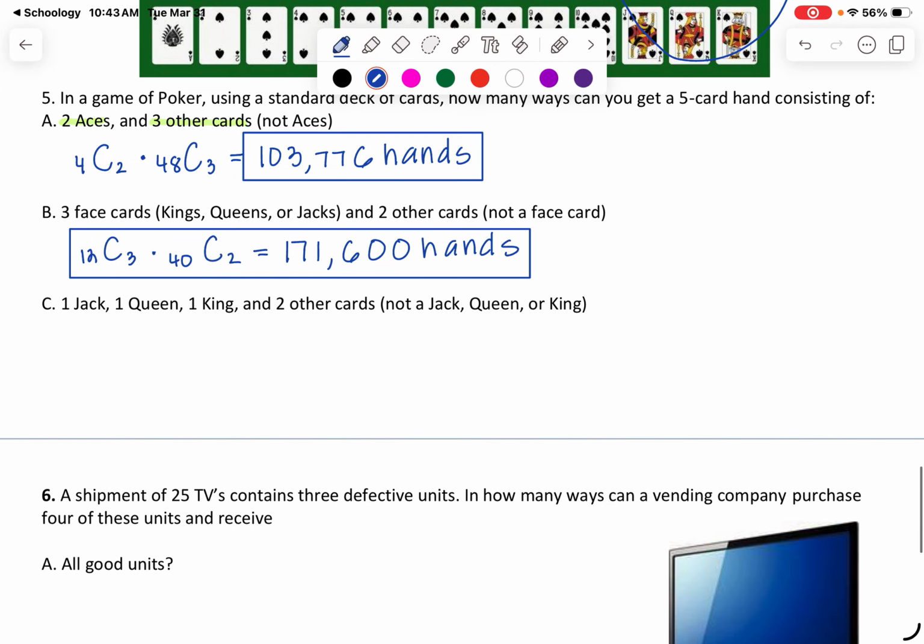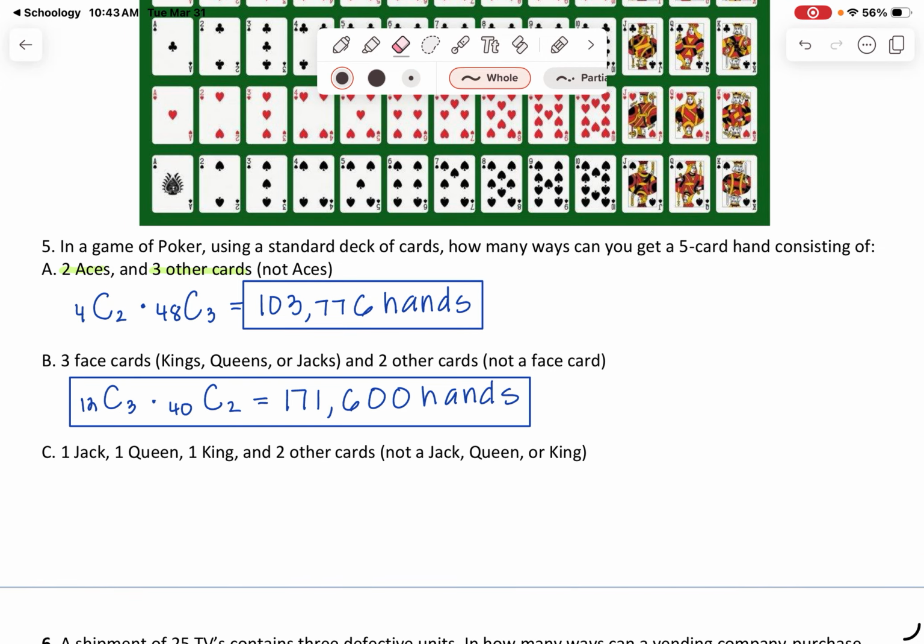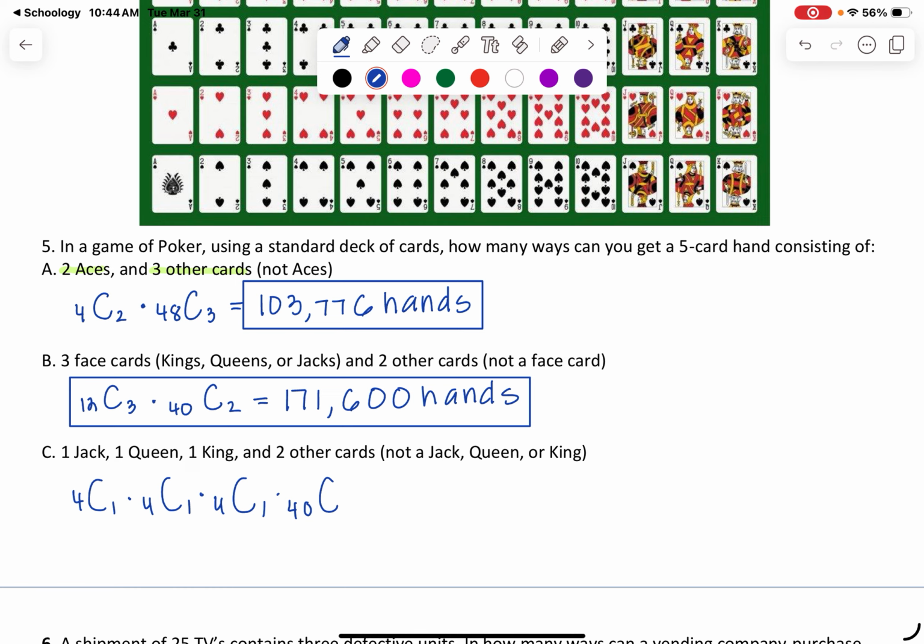All right, next we have 1 jack, 1 queen, and 1 king. Look at your jacks. There are 4 of them, so you're choosing 1. And 1 queen, there's 4 and you're choosing 1. And 1 king, there's 4, you're choosing 1. And then 2 other cards, so not a jack, queen, or king. Get rid of the 12, so once again you have 40 left, and you're choosing 2 cards. Sorry, I know how to count, I swear. Put that in your calculator, and there are 49,920 different hands that have that.